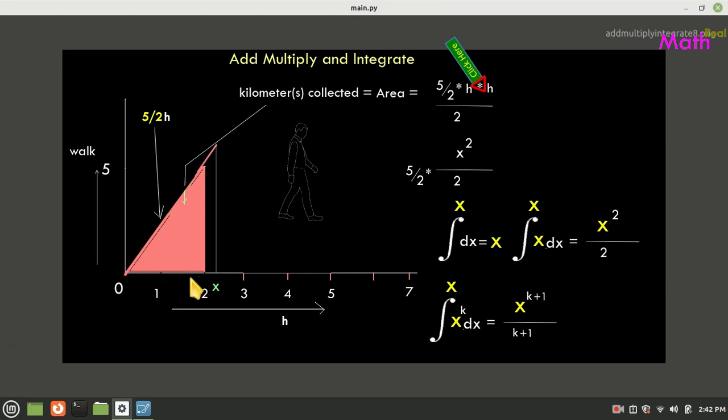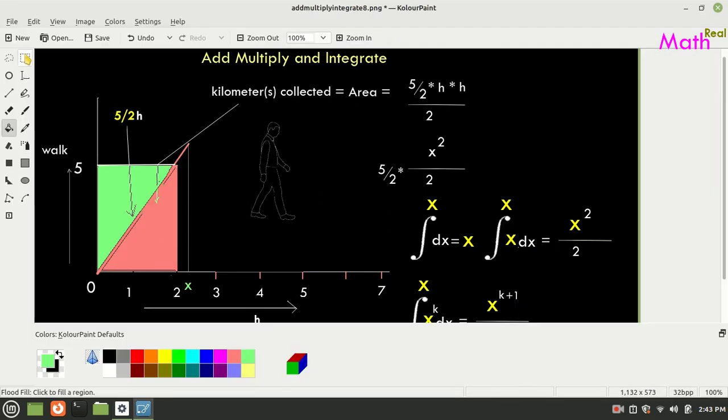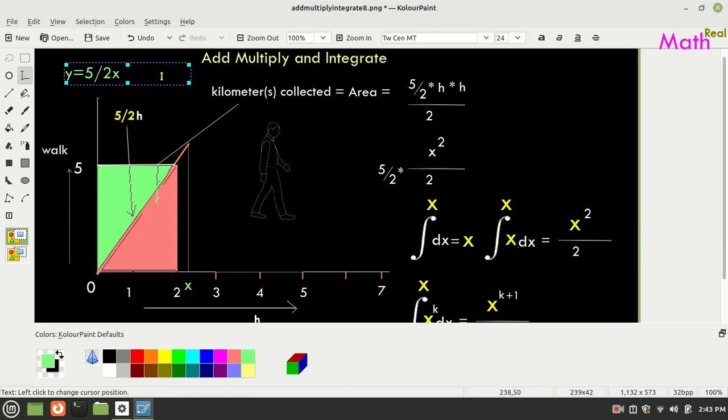If this is h, then this is 5 by 2 into h. This is what we found. That is the equation, y equals 5 by 2 h. The horizontal axis is x, the x-axis is h, and the y-axis is 5 by 2 into h. If I calculate in a graph way, it becomes y equals 5 by 2 x, or kilometers equal to 5 by 2 h.